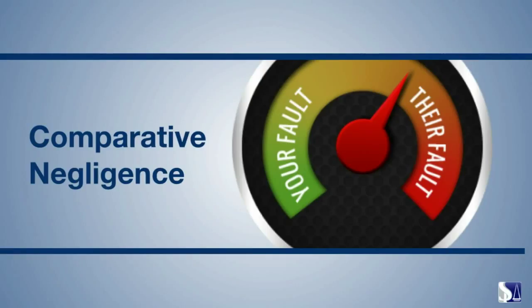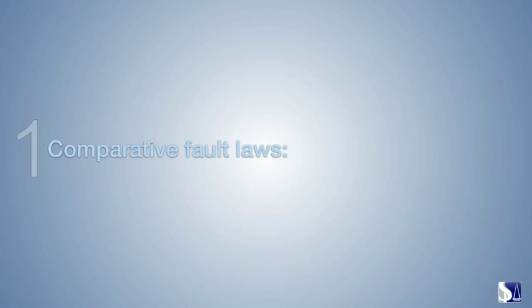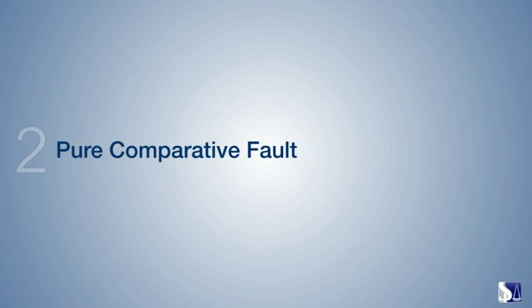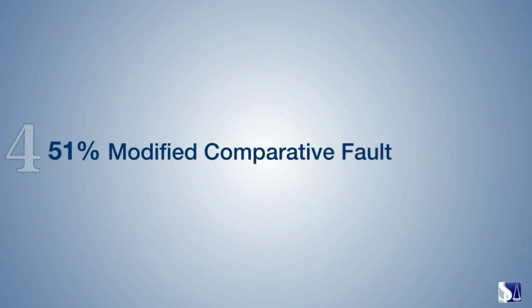Next, let's tackle comparative negligence. When causation is an issue in a slip and fall claim, the degree of liability of each party must be determined. How much fault can be attributed to the property owner versus the injured party? Slip and fall settlements are often based upon this type of comparative negligence. There are several versions of comparative fault laws currently used in the United States: pure comparative fault, 50% modified comparative fault, and 51% modified comparative fault.